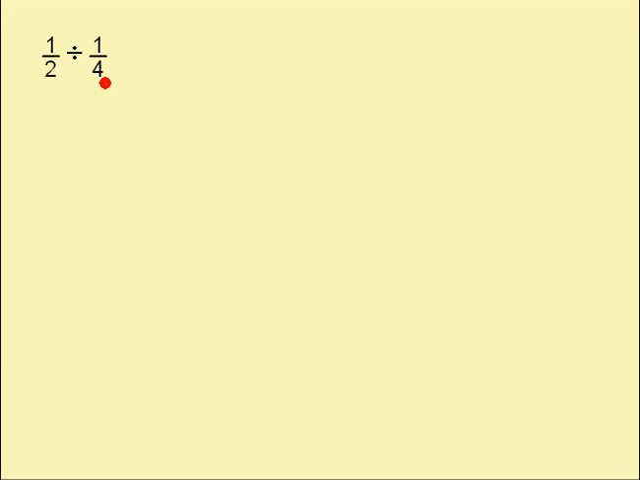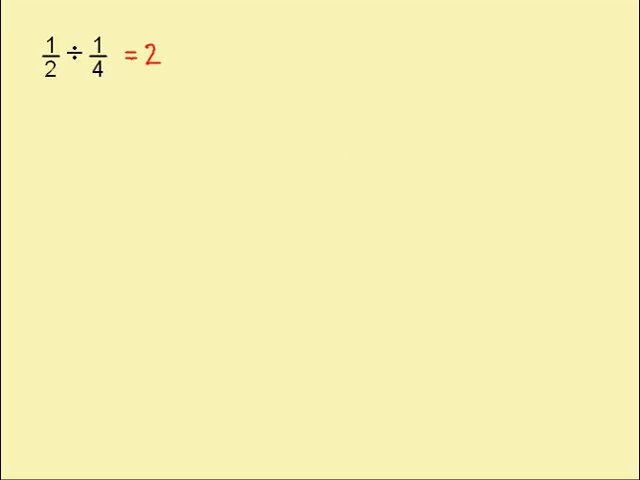This is asking me how many quarters are there in a half. If I draw myself a pizza and split it into halves, I can see that in this half I've got 2 quarters. So the answer to this must be 2.